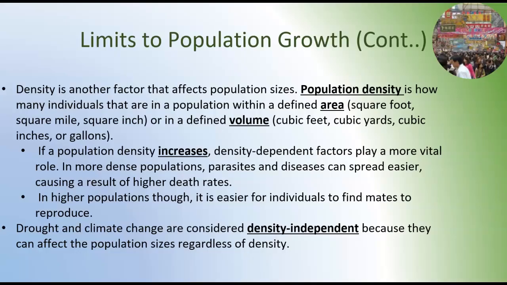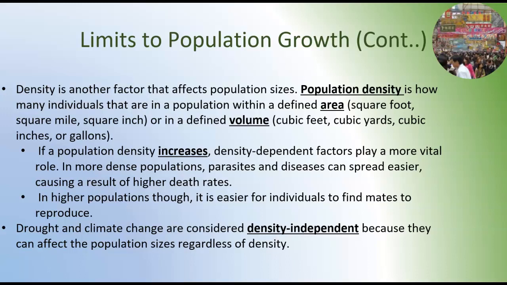Density is also another factor that affects population sizes. Population density is how many individuals are in a population within a defined area, square foot, square mile, square inch, or defined by volume, cubic feet, cubic yards, cubic inches, or gallons. So it can be described in several different ways. If a population density increases, the density-dependent factors play a vital role. By density-dependent, we mean factors that do depend on how many organisms are living in those areas.